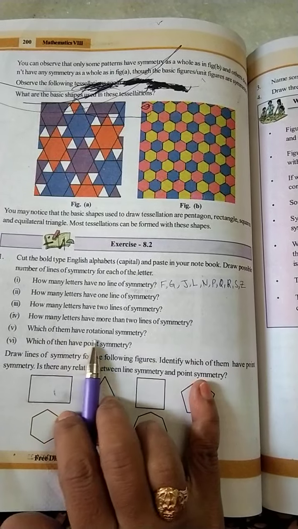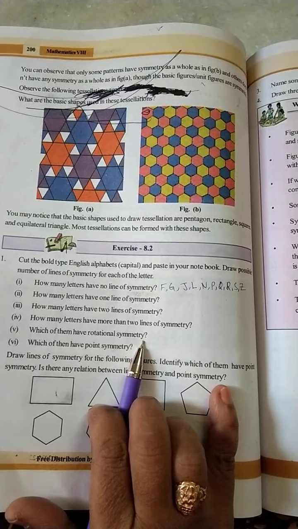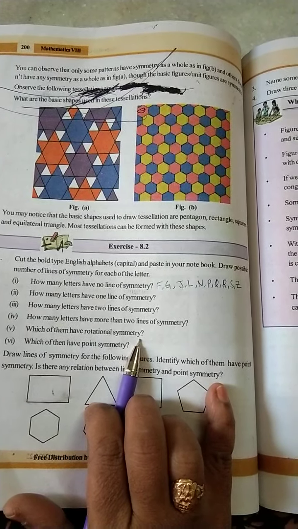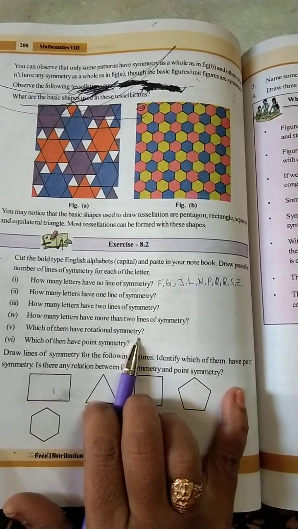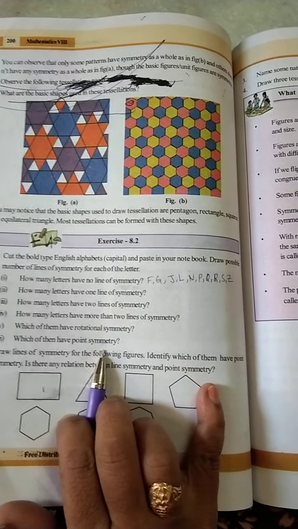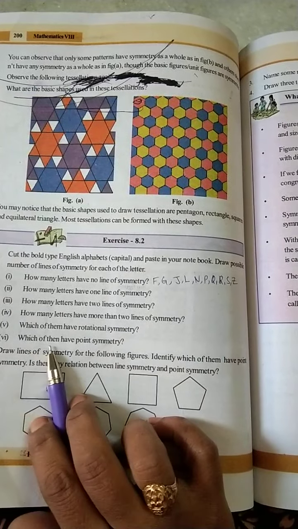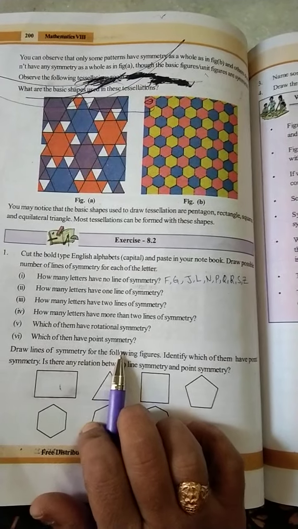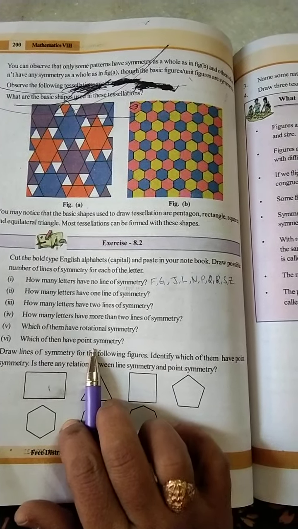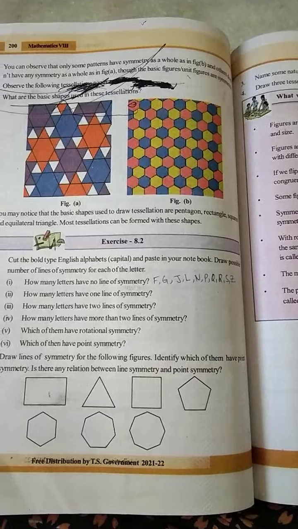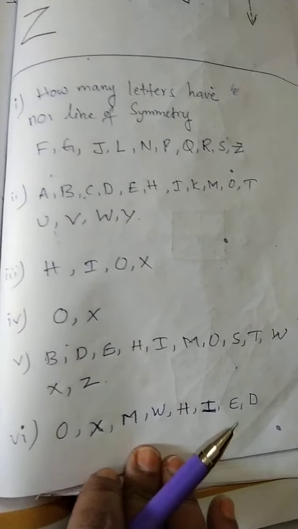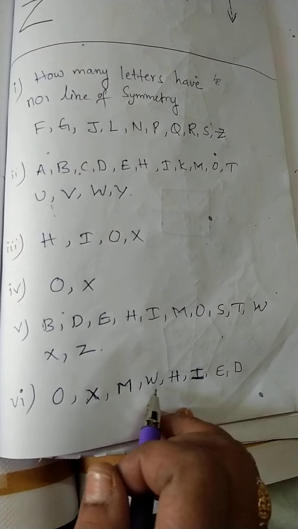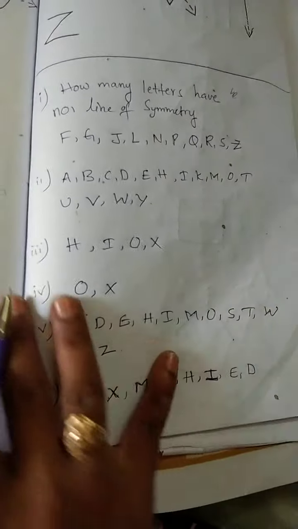Which of them have rotational symmetry? We have so many letters. Which of them have point symmetry? These are the answers, you can check it: O, X, M, W, H, I, E, D.